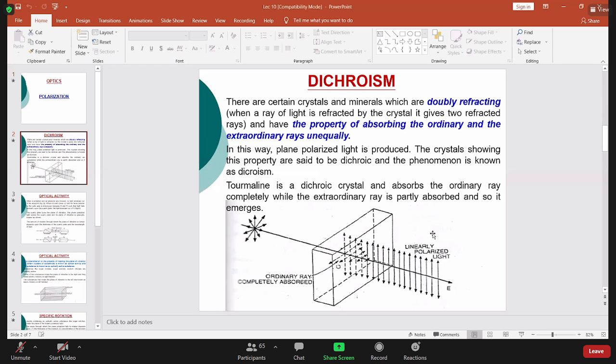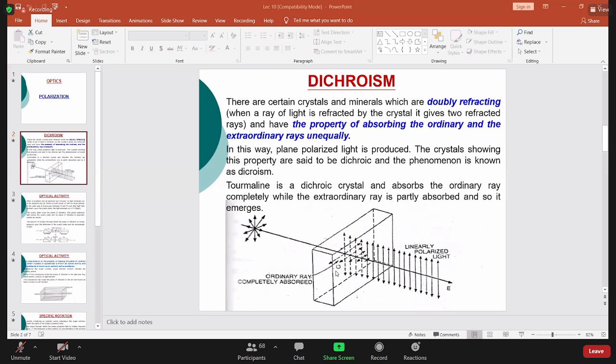So the characteristic of the crystal is that they absorb: when the light rays pass through it, it is split into two parts. One is perpendicular to the axis, another one is parallel to the axis. The perpendicular part we call ordinary light and the parallel part we call extraordinary light, because of their alignment.